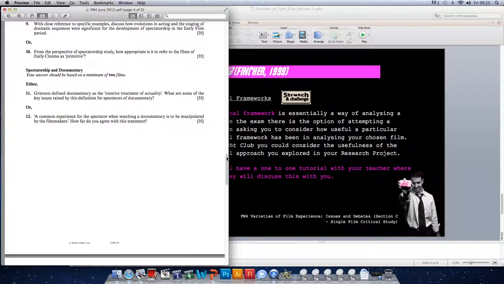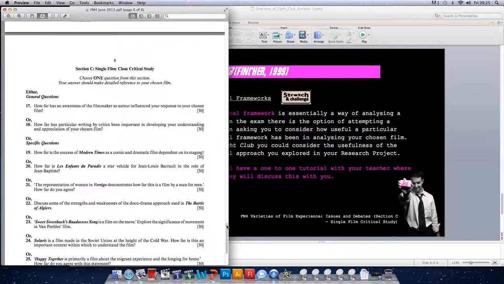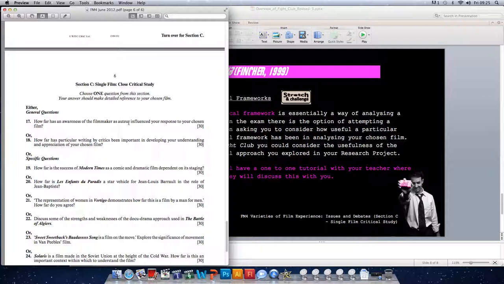And then with Section C, it's 17, 18 or 26. So 17, this was a tricky one last year because they actually mentioned auteur as a particular focus, although it does say how far has an awareness of the filmmaker as auteur influenced your response to a chosen film. So you could just basically say, well, it's useful, but actually I found a gendered approach more relevant, or a social political approach, or whatever relates to your research project.